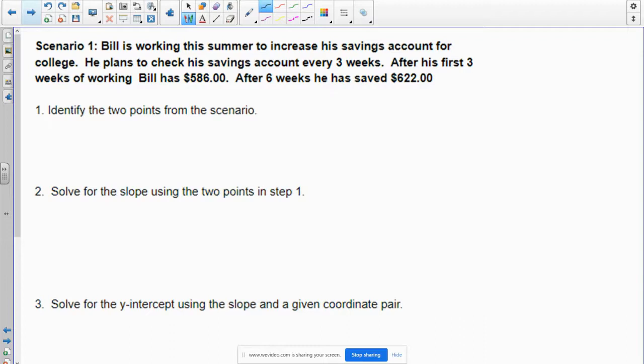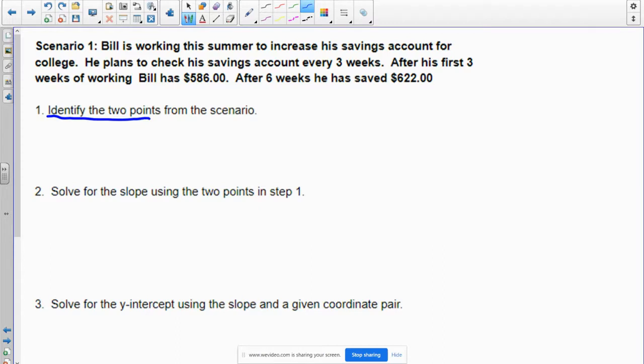So scenario 1, Bill is working this summer to increase his savings for college, savings account for college. He plans to check his savings account every 3 weeks. After his first 3 weeks of working, Bill had $586, and after 6 weeks, he had saved $622. So first of all, you are to identify the 2 points from the scenario.